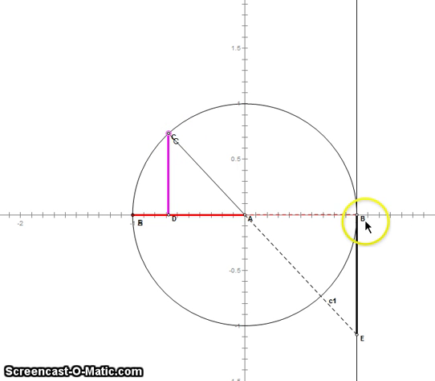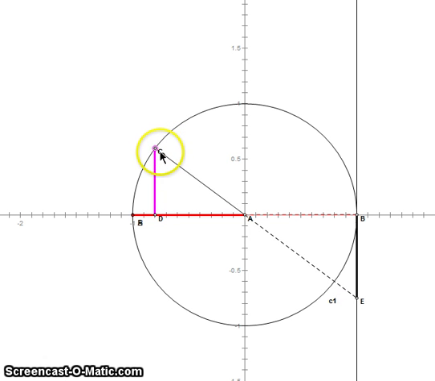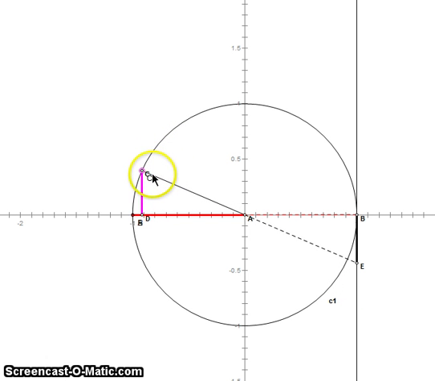We can see that this distance along the tangent is now negative because we are on the negative side of the vertical axis. As we move around the unit circle, we can see how that negative distance on the tangent is decreasing, and it continues to decrease until the angle reaches 180 degrees, where now there is no distance along the tangent at all. Hence, tan of 180 degrees is equal to 0.